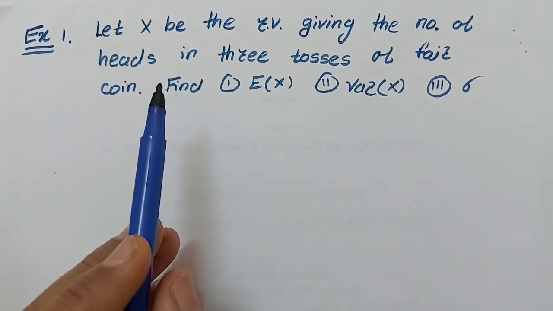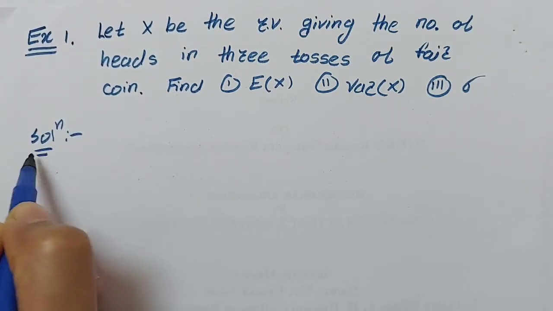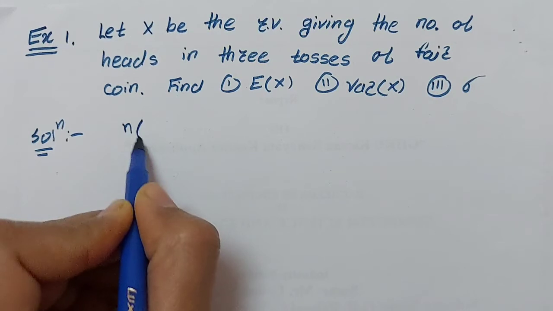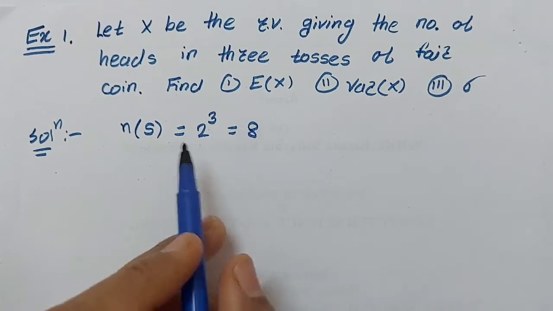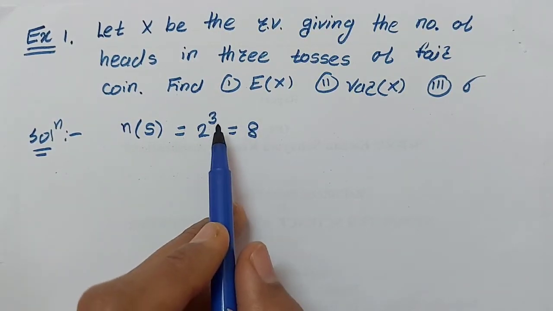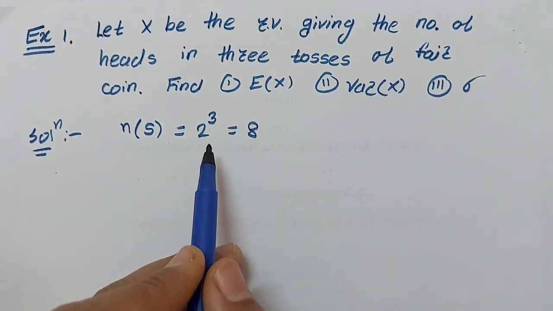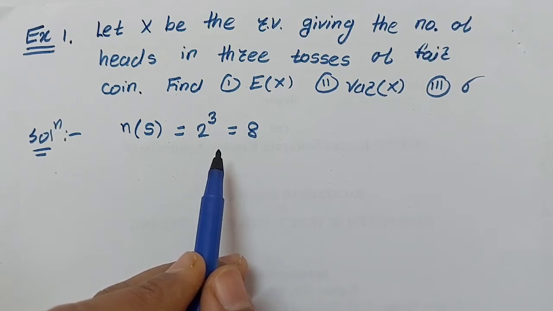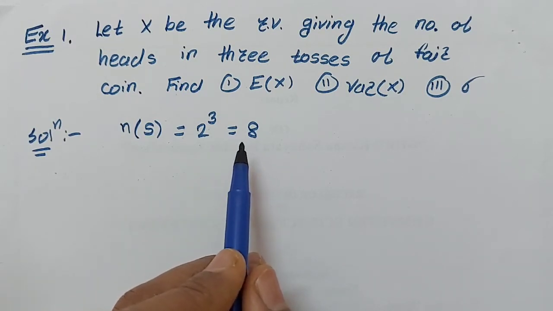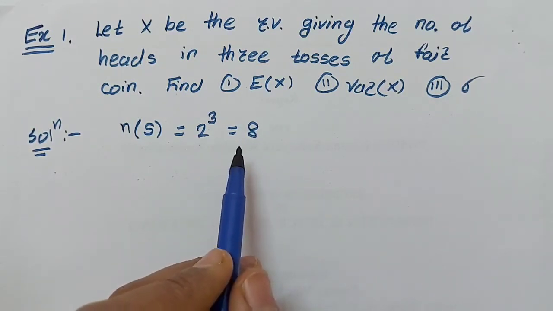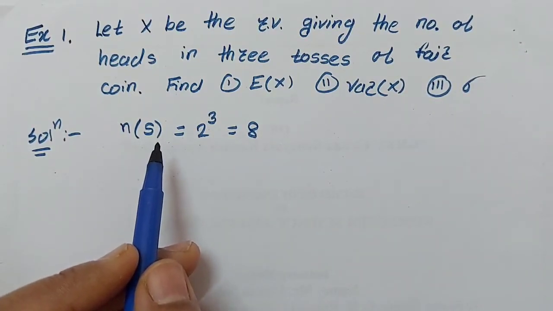Now see here, tossing of 3 coins. If we are talking about the number of outcomes contained in sample space S, then n of S is equal to 2 raised to power 3. That means it is 8. Here the coin sides are 2 and the number of times we are tossing is 3. That means 2 raised to power 3 is 8. The same formula you can apply for any case. Suppose we are tossing a coin 4 times, the formula is 2 raised to power 4. So using this we get the number of outcomes contained in sample space S. Therefore tossing 3 coins we get 8 outcomes in sample space S.